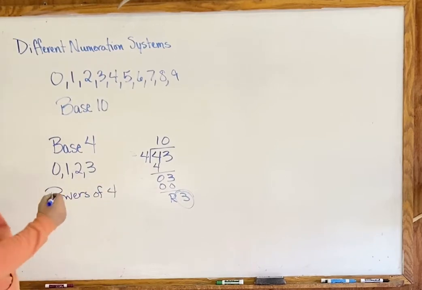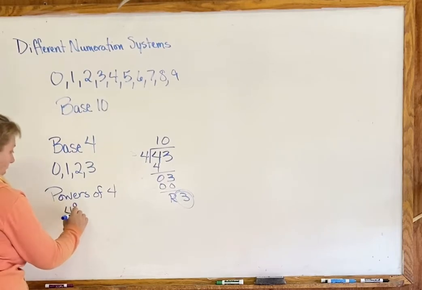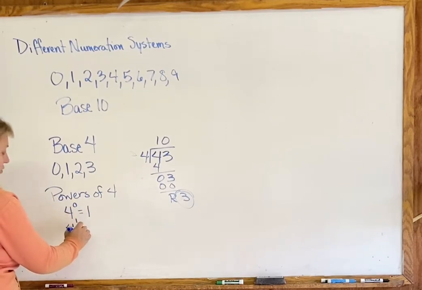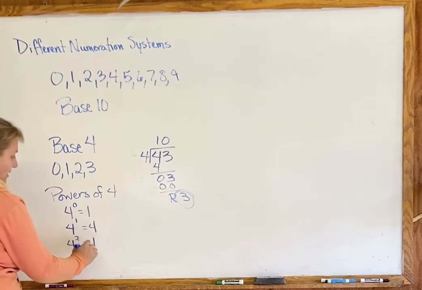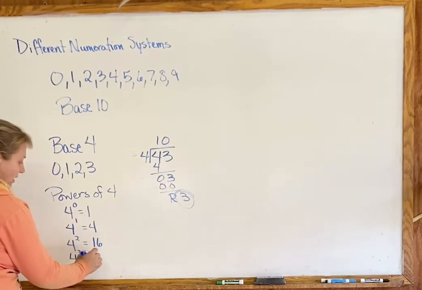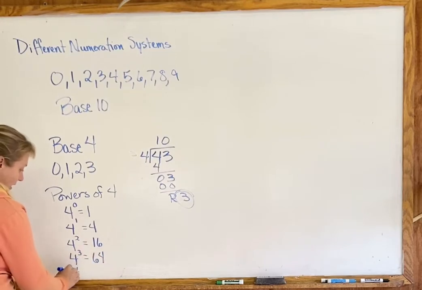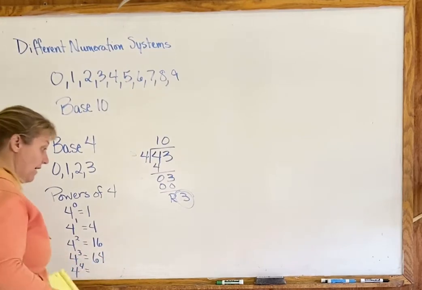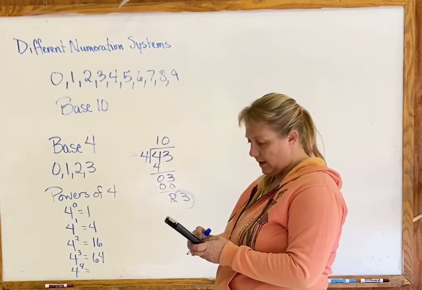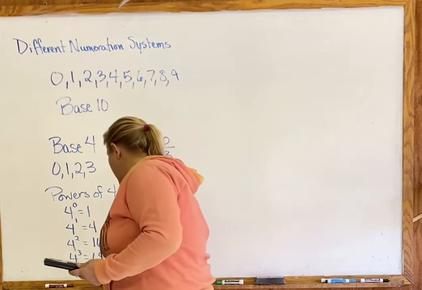We're not using 10 to the 0 and 10 to the 1 and 10 to the 2. We're using 4 to the 0, and remember that anything to the 0 power is just 1. Then there is 4 to the first, which is just 4. Then 4 squared, which is 16. Then 4 cubed, which is 64. I don't have the next one memorized in my little brain, so 4 to the 4th would be 64 times 4, which is 256.